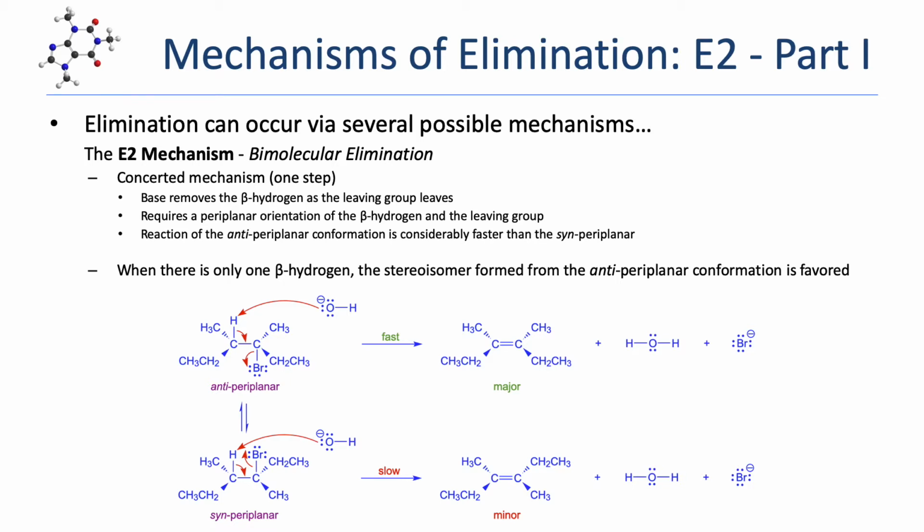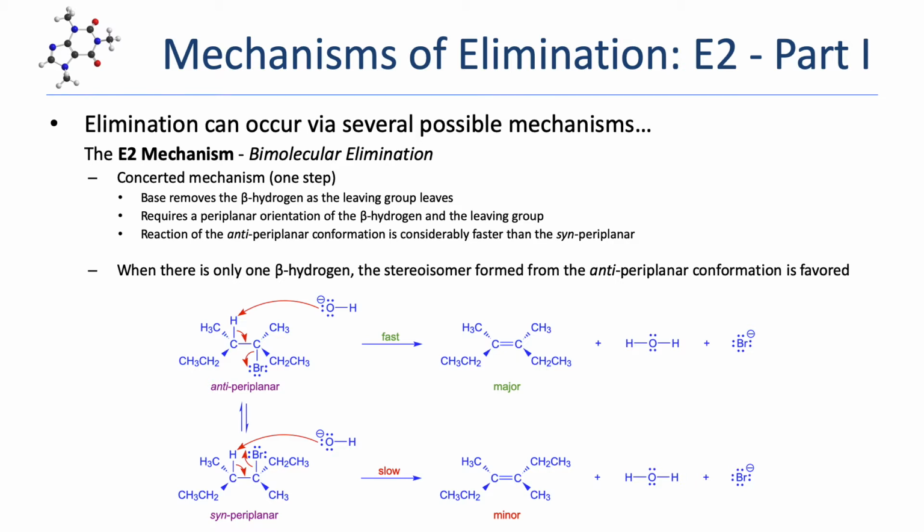This phenomenon leads to an interesting consequence with respect to the stereochemistry of the products. In this example, you can see that there is only one beta hydrogen adjacent to the leaving group, and that means there is only one conformation that will place the hydrogen and the bromine into an anti-periplanar arrangement. When the reactant has only one beta hydrogen, the stereoisomer formed from that anti-periplanar conformation is the favored product stereoisomer. In this example, you can see that reaction of the anti-periplanar conformation led to a less stable Z-alkene as the major product.